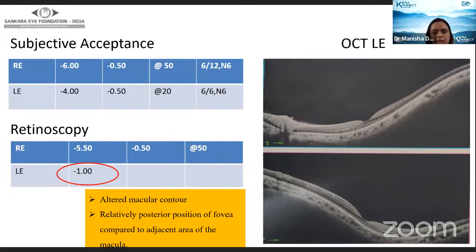In the right eye, OCT scans were within normal limits, but in the left eye, we noticed in transverse as well as vertical sections that there is altered macular contour. As we can see here in the OCT pictures, the temporal part of the macula is relatively anteriorly positioned as compared to the foveal area. Next slide, please.